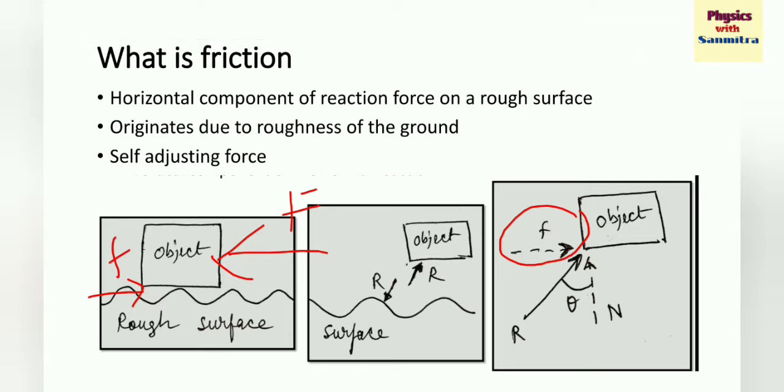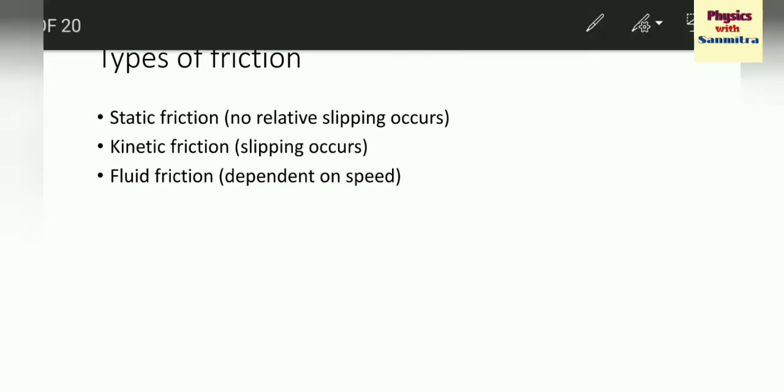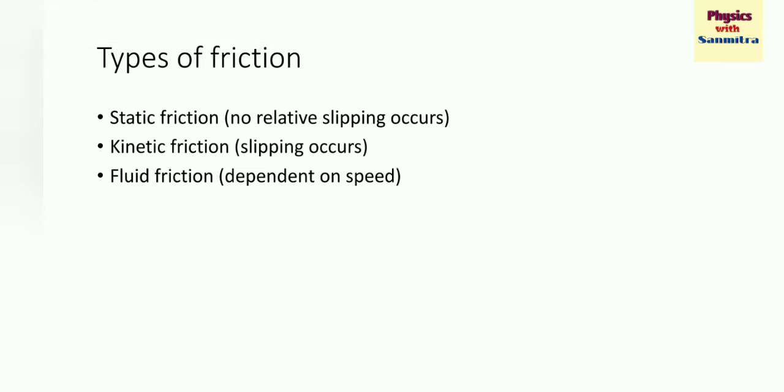So what are the types of friction? There are three types of friction. One is called static friction, the other is kinetic friction, and the other is fluid friction. What is static friction? Static friction is when no relative slipping occurs.